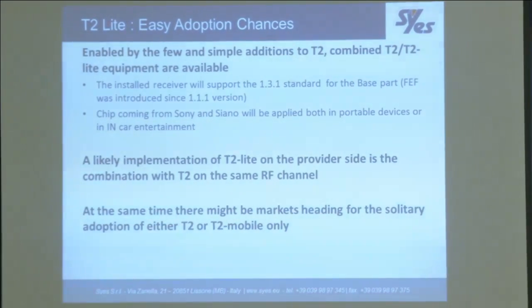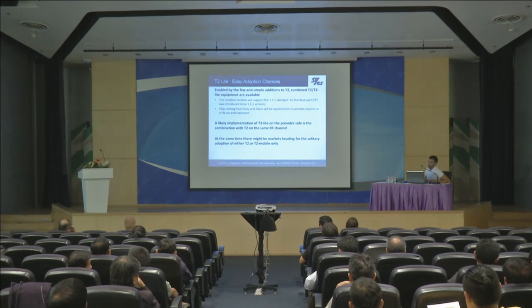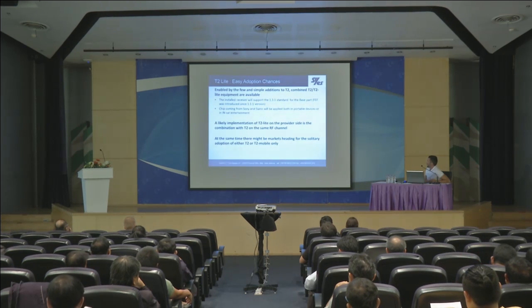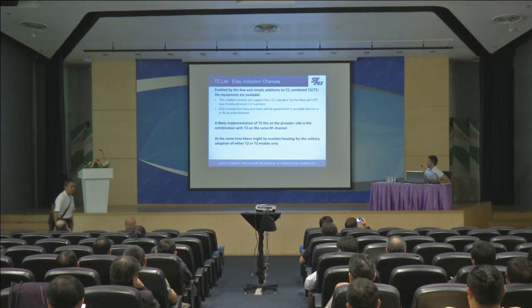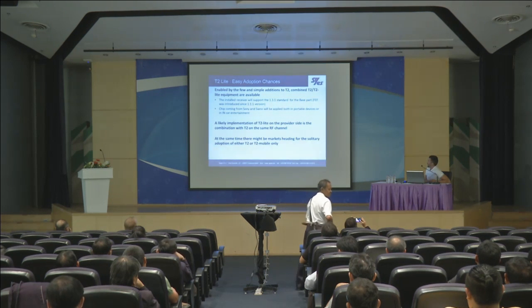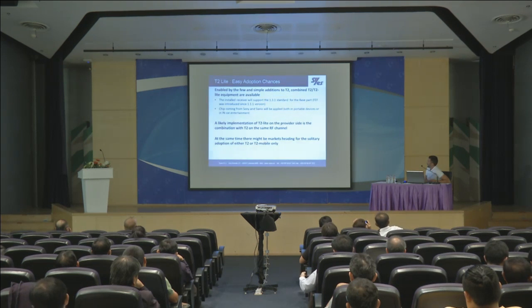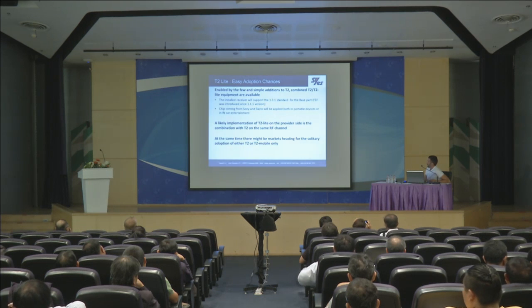So if there are receivers in the field that support the older standard, 1.1.1 or 1.2.1, since the future extension frame has been provided, there is no issue for that kind of receiver. Then, for mobile applications, Sony and Ciano have been releasing chips for use in mobile receivers. And so, as I said, the likely implementation of T2 Lite is to transmit at the same time in the same channel the two versions of the standard.